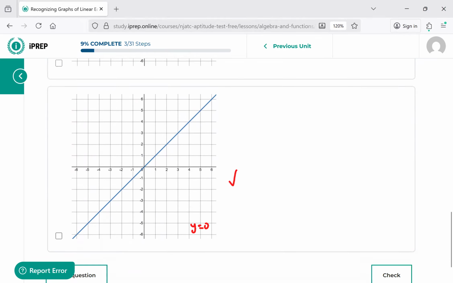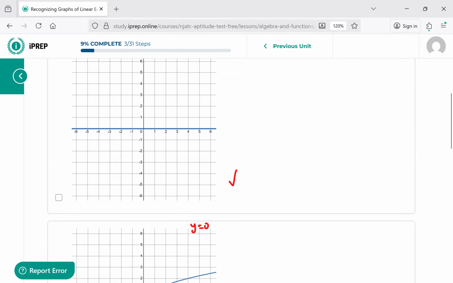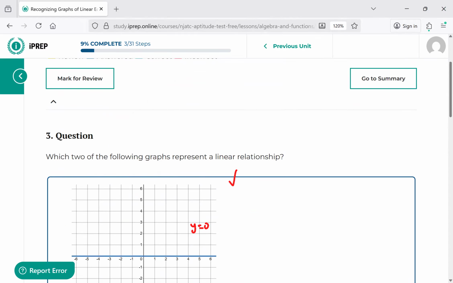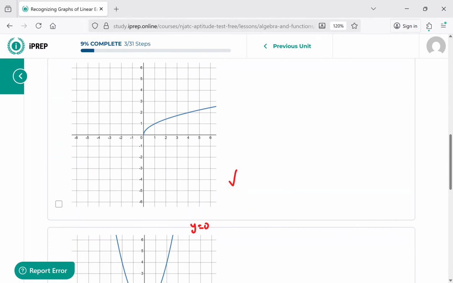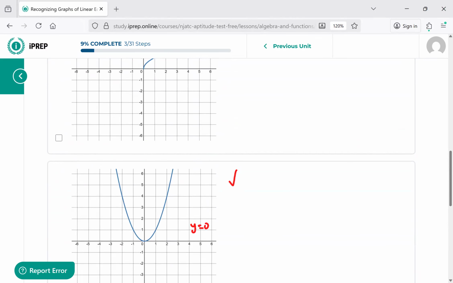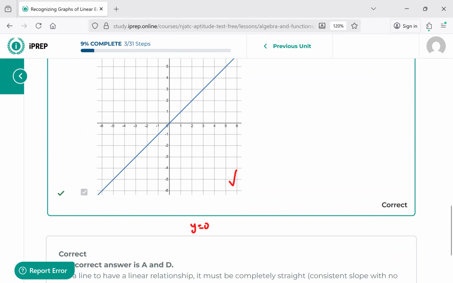This one looks good, right? This one goes through the origin. It's a straight line going in the positive direction. So this one looks good and the horizontal line. But this one, that one no. That one no. And then the last one, yes. Correct. So first one and the last one.